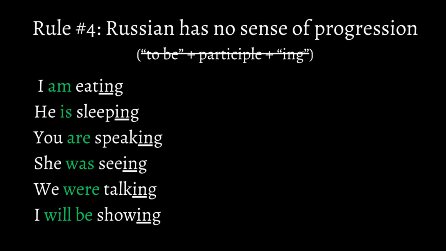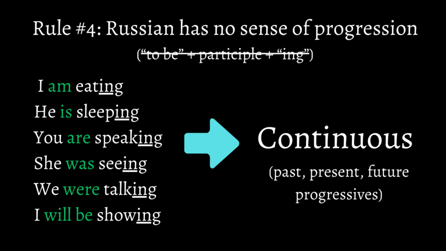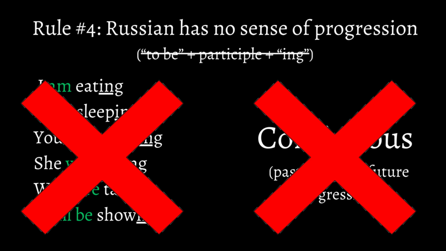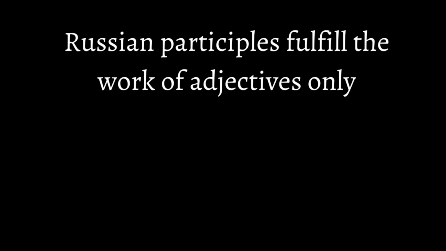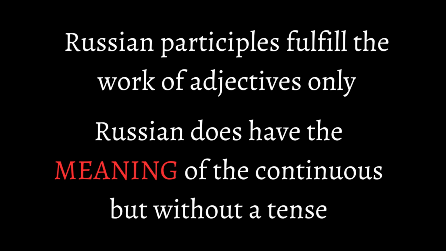One concept that these sentences share is the ing at the end of the participle, along with am, is, are, was, and were, which are conjugations of the verb to be. In English, this concept is called the continuous, also known as the past, present, or future progressive. This type of tense, just like with articles, doesn't exist in Russian. The reason why is because of a grammatical difference, but mainly because Russian participles fulfill the work of adjectives only. What I mean by that is that Russian does have the meaning of the continuous or progressive, but it does not have a tense for it.